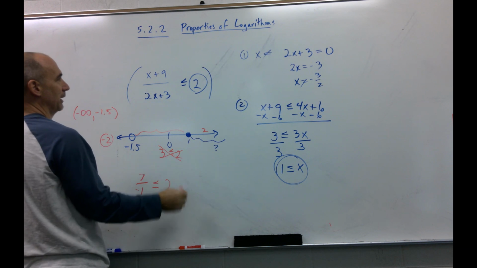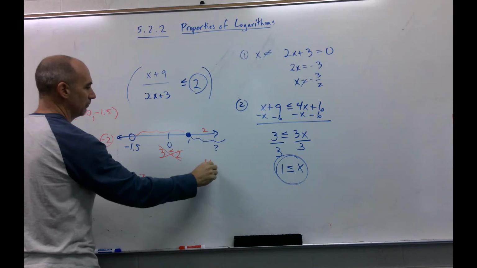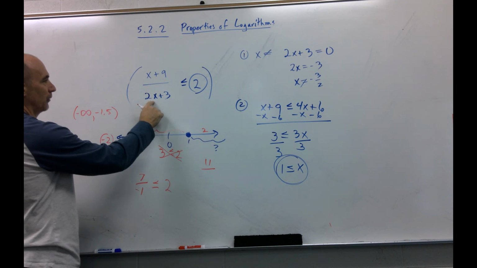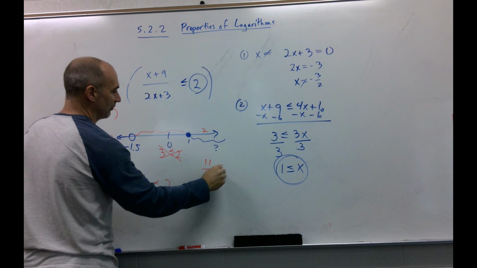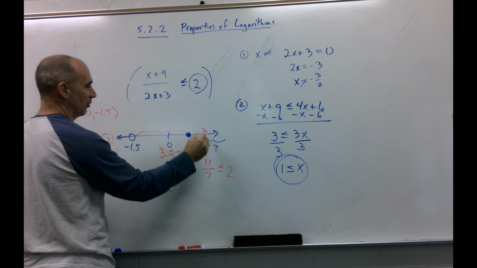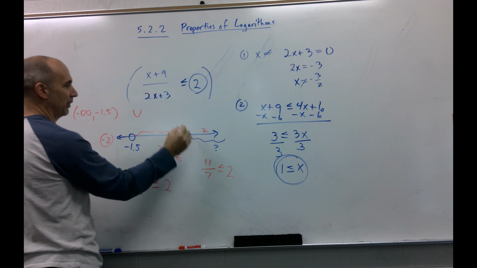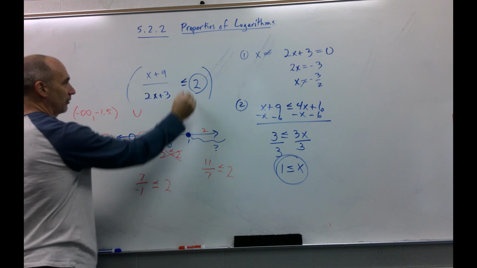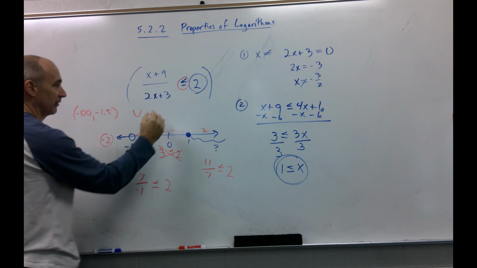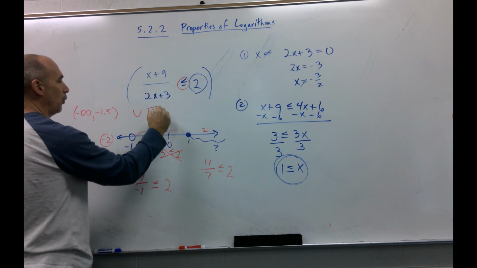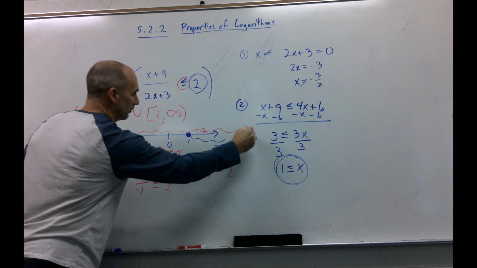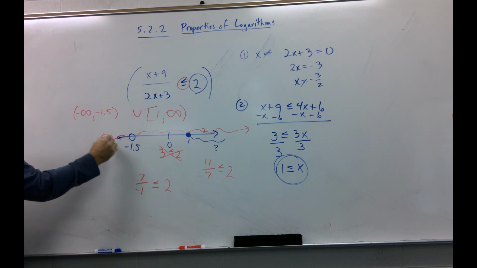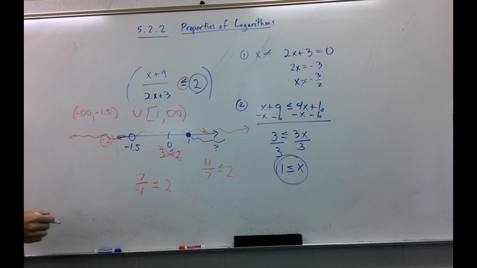Let's plug in a 2. 2 plus 9 is 11. 2 times 2 is 4. 4 plus 3 is 7. Is that less than or equal to 2? Yes. So my other space, together with 1 actually works because of the less than or equals. Let's bracket 1 all the way up to infinity. So all of these numbers and all of these numbers. That's what you're trying to communicate there.